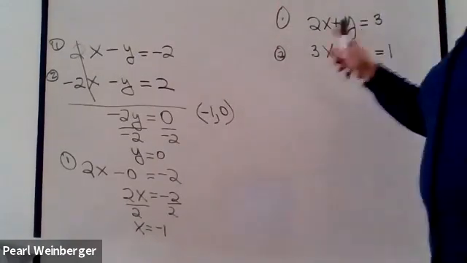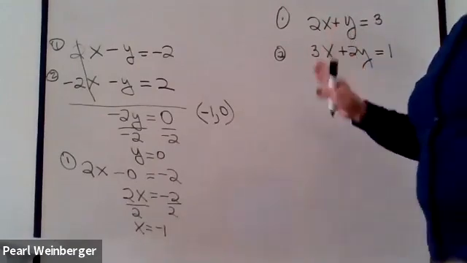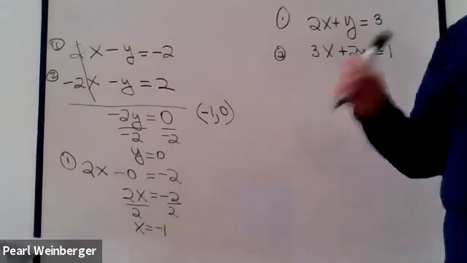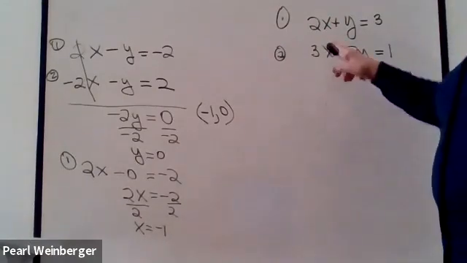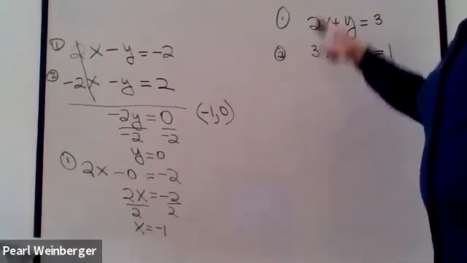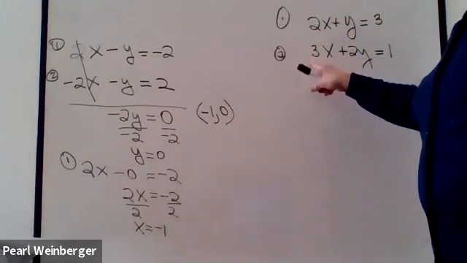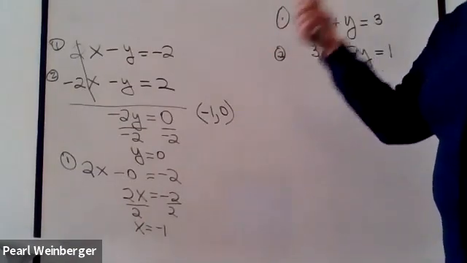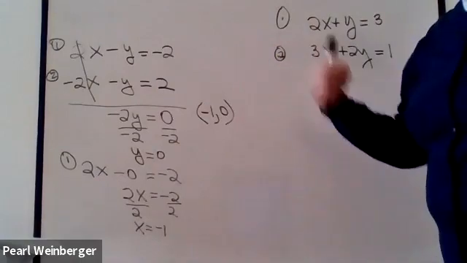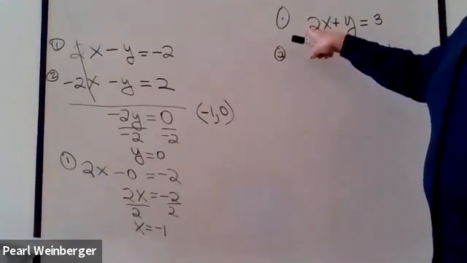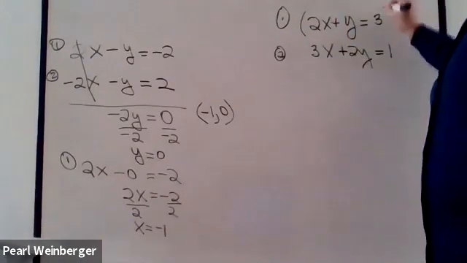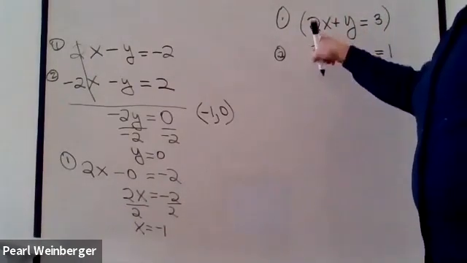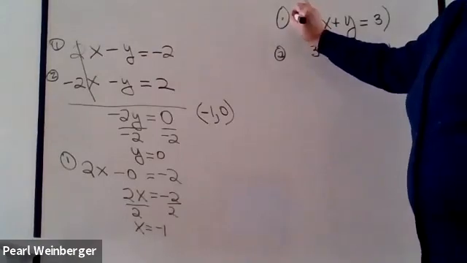So what I do is, and this doesn't always give you the easiest numbers, but it's the easiest method to remember: take each equation and multiply it by the coefficient of the other equation. In other words, the first equation, I'm going to multiply the x by 3.